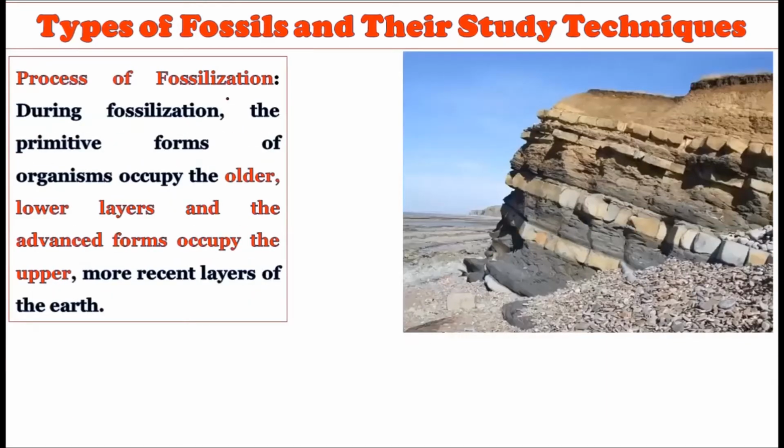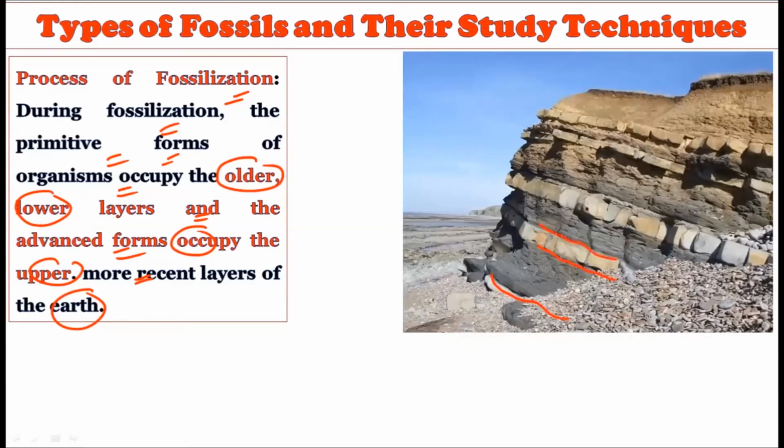See the process of fossilization, how fossilization has occurred on the mother earth. During fossilization, the primitive forms of organisms occupy the older or the lower layers, and the advanced forms occupy the upper and the most recent layers of the earth. Now see, this comes with very common sense. Consider this picture. This is the lower layer of the earth crust, these are the middle layers of the earth crust, and these are the newest layers of the earth crust. Now what is important here while studying the fossil record?